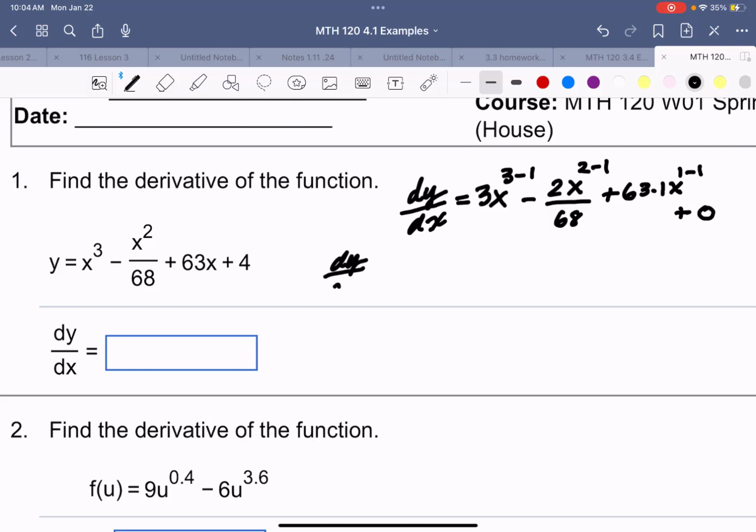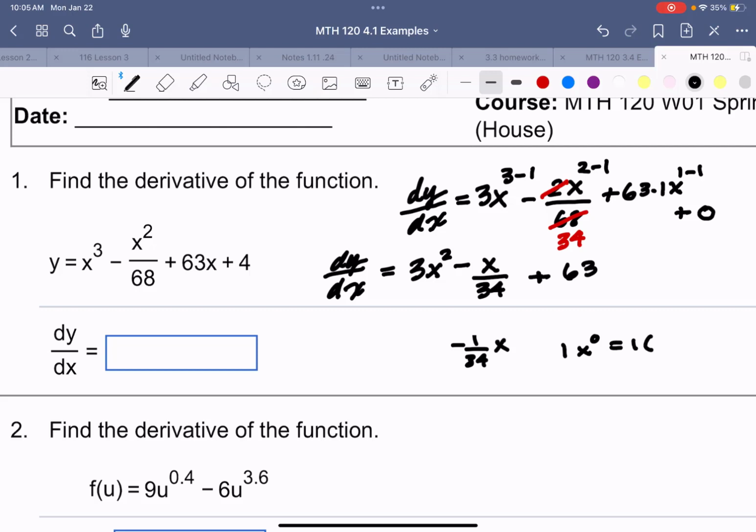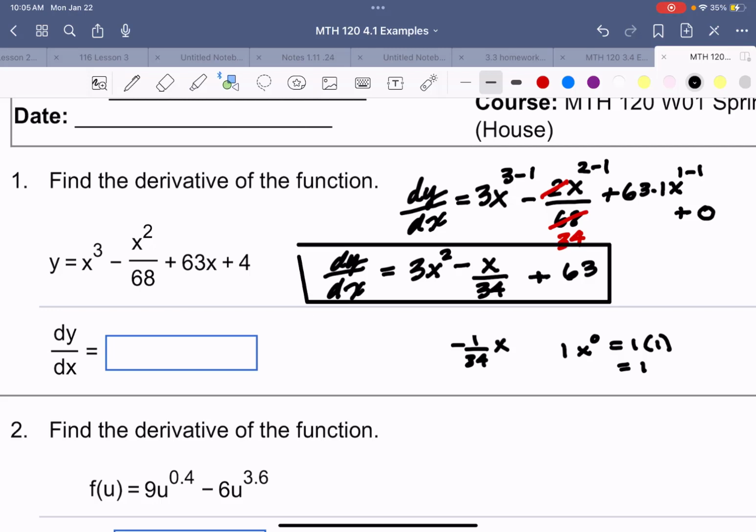So just cleaning up a little bit, dy dx is 3x squared minus, now I'm going to reduce my fraction, 2 into 68. It's going to give me a 34 denominator. So that's going to be x over 34. You could also write that minus 1/34th x, but most of the time we would just write x over 34 plus 63. Because look, 1x to the 0 is 1 times 1, which is 1, and 63 times 1 is 63. So our final answer for example number 1 is dy dx is 3x squared minus x over 34 plus 63.